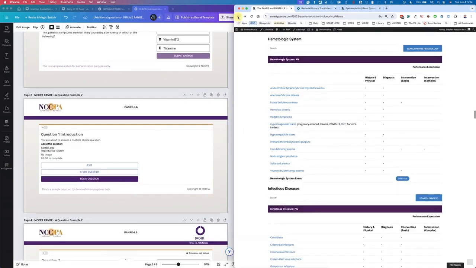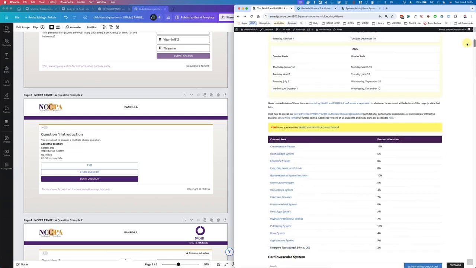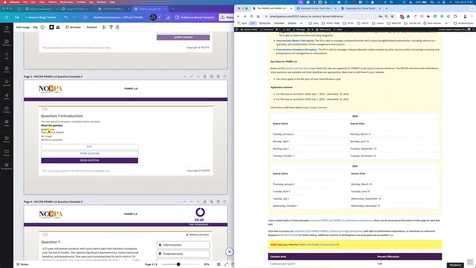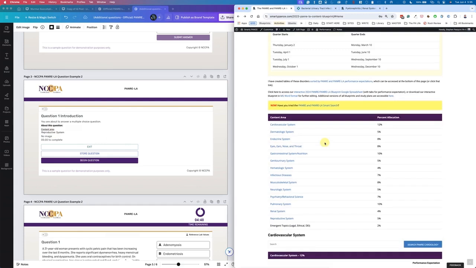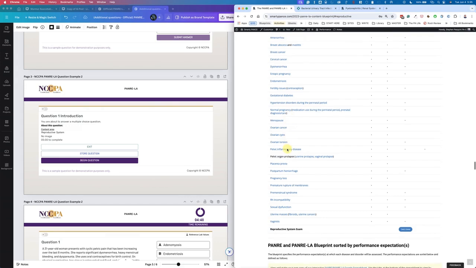You can click back twice. That'll actually take you back here. Now you can scroll back up to the top here, and just like we did before, we get to our question. First thing we do is go to the content area on our blueprint page. Reproductive system, I'm going to recommend you click here on reproductive system, and we do a quick look at all the reproductive system disorders that are possible and available to us.